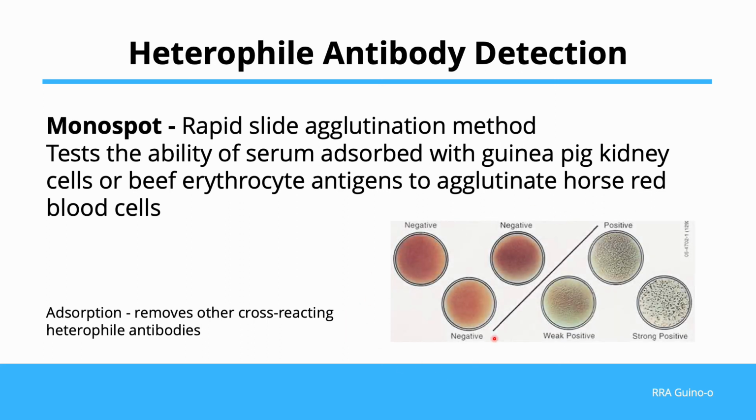So this is a slide test, and these are the different results that you will be able to find. On the left side, you can see the negative results, no agglutination, and on the right side, you can see the different positive results.